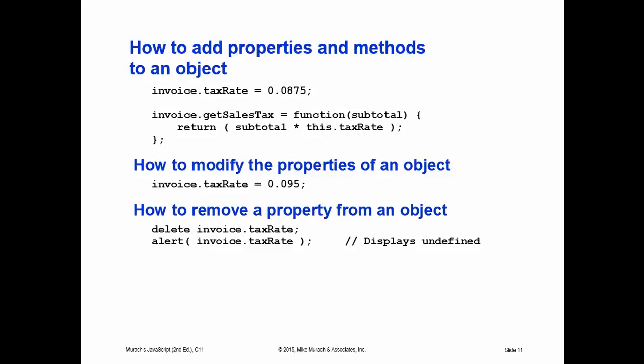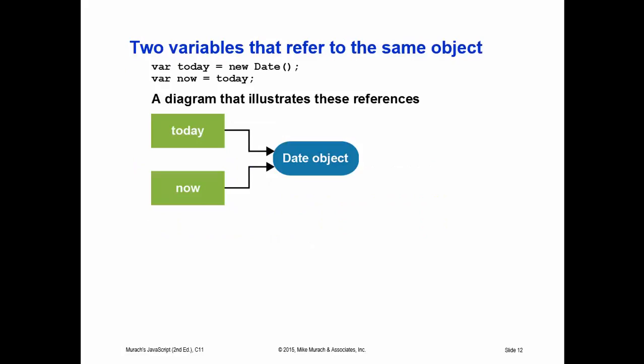Now remember, one thing about working with objects is that the variable for an object does not hold the actual object itself. It holds a reference to it. So when you pass an object to a function as an argument, you're passing a reference. We've talked about that a little bit in the last chapter.